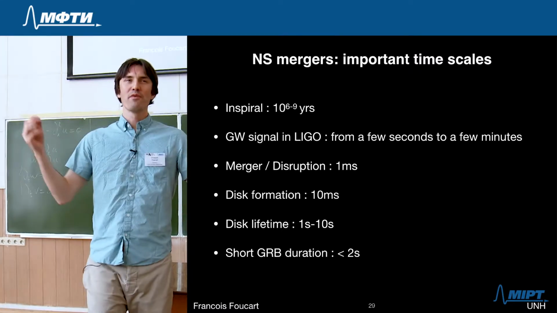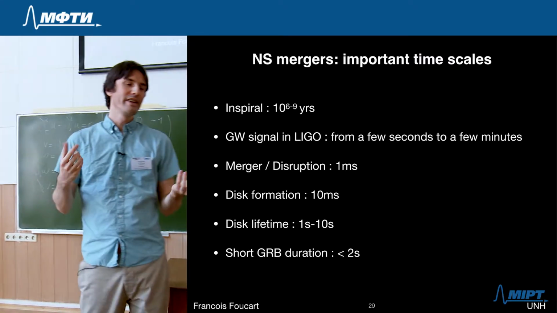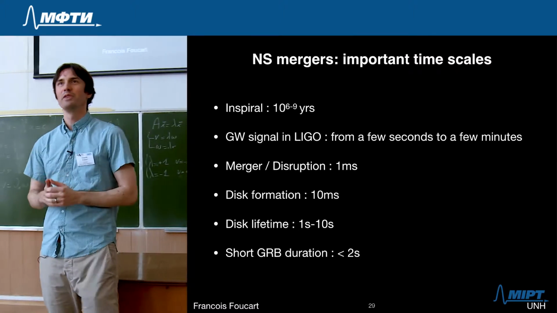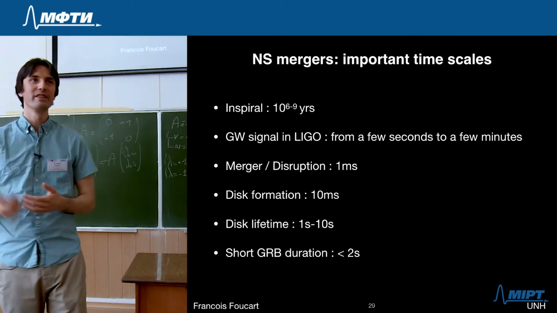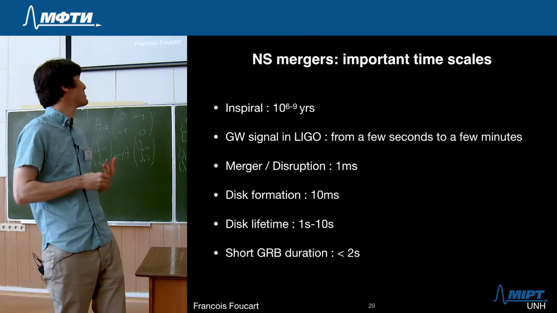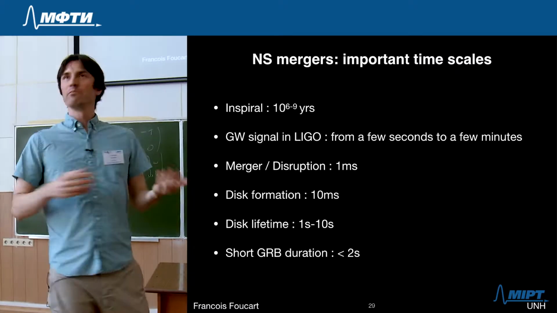The two neutron stars, from the moment they are formed to the moment they collide, it takes about 1 million to 1 billion years. We don't know exactly. There are many different models. It's very poorly understood. It's one of the things that we might be able to constrain with more observations of these systems. But it takes a long time.